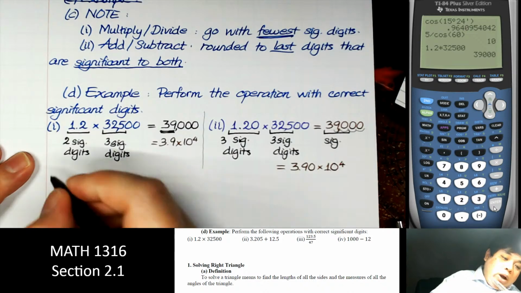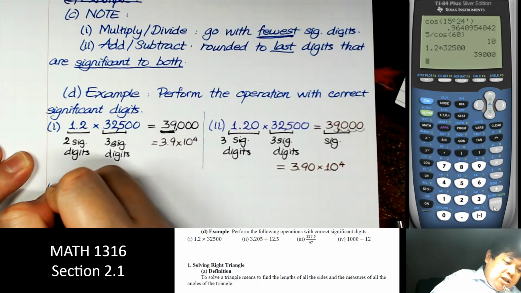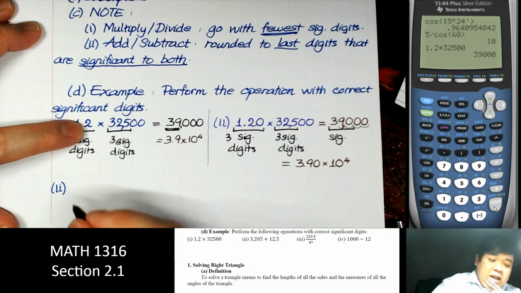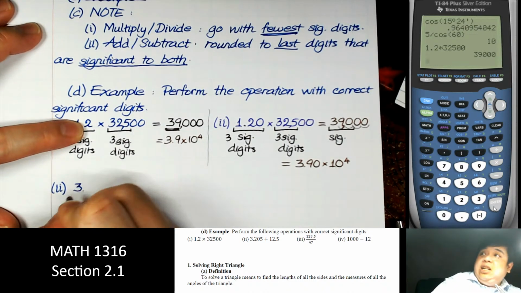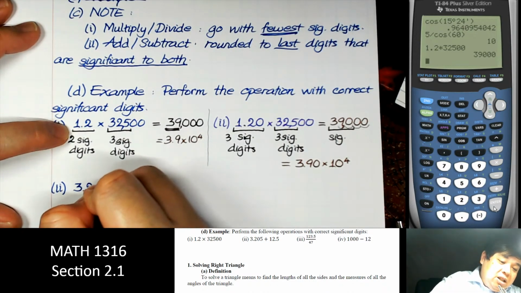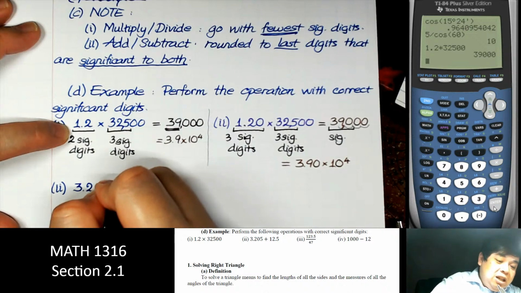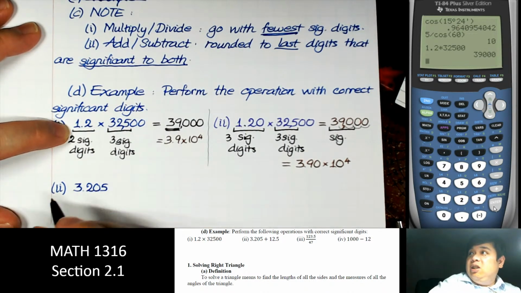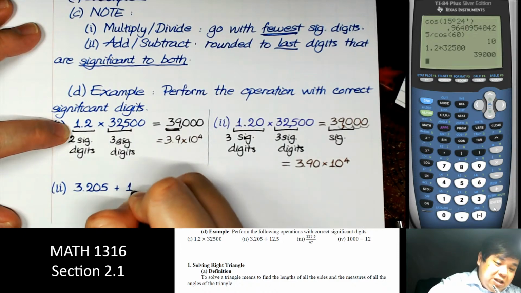By the way, don't worry about this. Usually you worry more about significant figures in chemistry and physics. This is the math class, so we assume that all the calculation is exact. So I'm not worried too much about this.